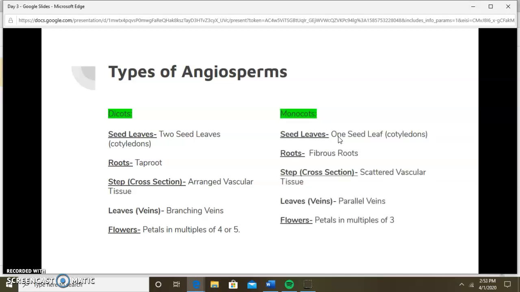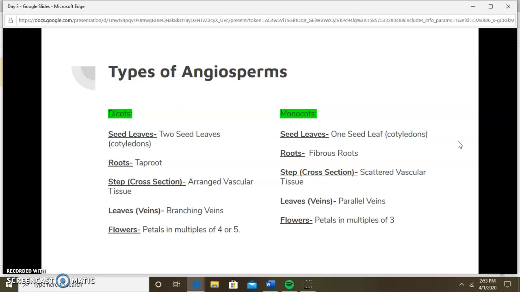Monocots, again, we're going down the column. Seed leaves are going to be 1 seed leaf. Make sure we write this word down there too. Roots are fibrous roots. Stem, once again it says stem, not step, is scattered vascular tissue. Leaves are going to be parallel veins. And flowers are going to be petals in multiples of 3.